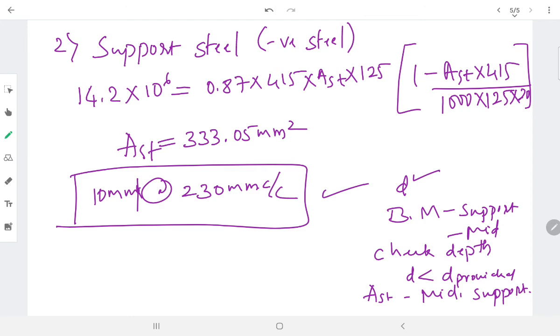In the next video, the next step we are going for is the analysis of the portal frame.